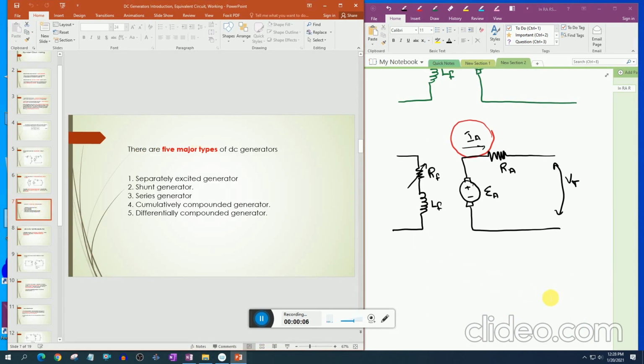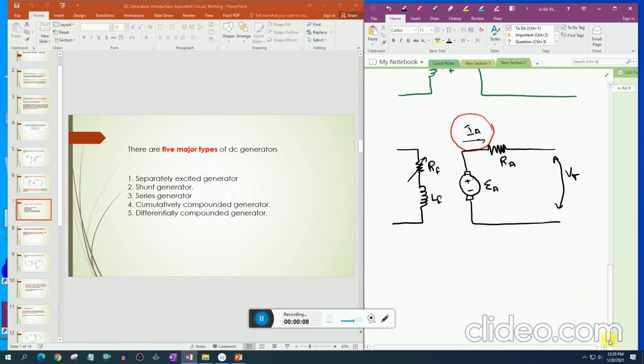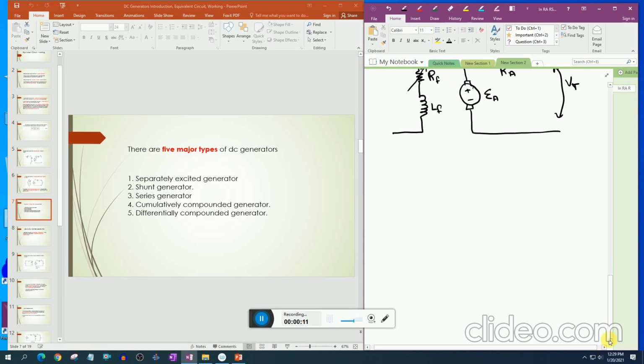Now the next topic is the types of DC generator. DC generator types are the same as the DC motor types. The first type is the separately excited generator, then shunt generator, series generator, cumulative compounded generator, and differentially compounded generator. One more type is the permanent magnet DC generator. I don't know why this book did not mention it, so we can write these five types for the DC generators.